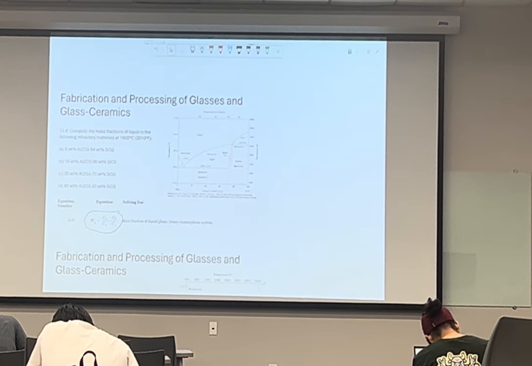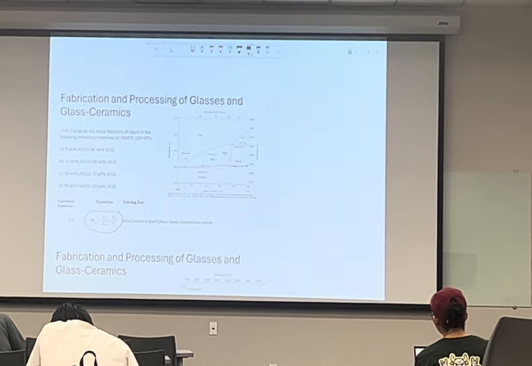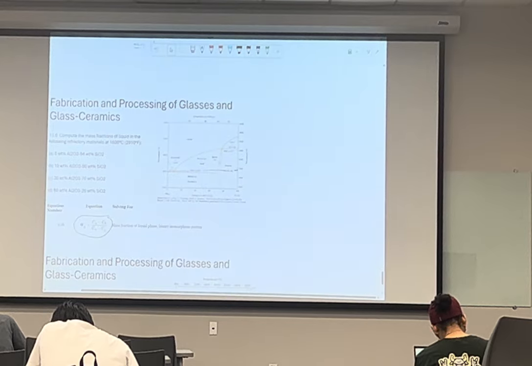So the problem wants us to compute the mass fractions for all of these at 1600 degrees Celsius. I guess just for us, we can say that's about over here. Not that we need it, but if you want to visualize it, it's right there in black on that little graph. So for part A, we have 6 weight percent of the alumina and 94 weight percent of the silicon dioxide composition. So we have to use the lever rule expression, which is that one that I already circled down there.